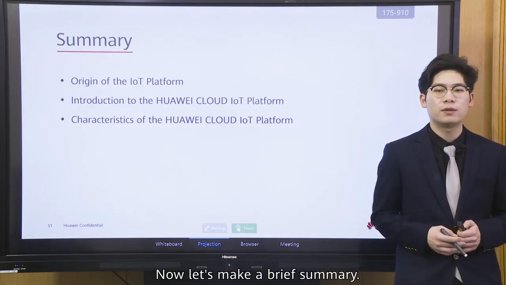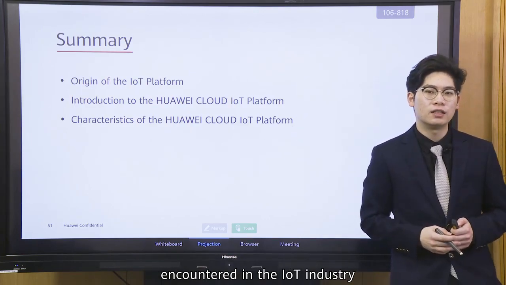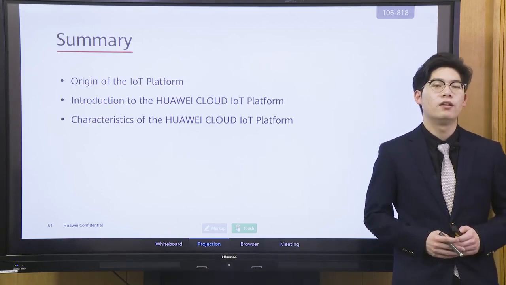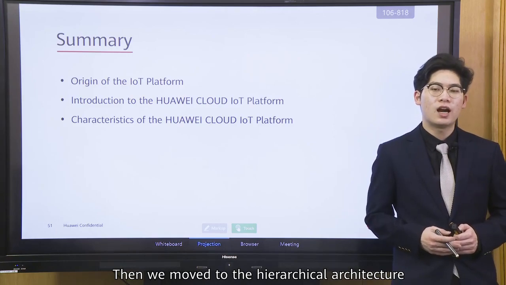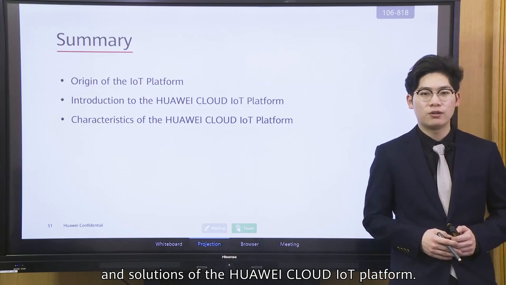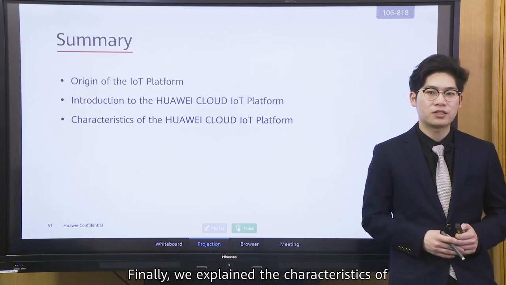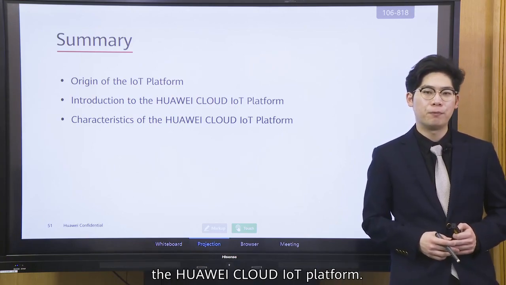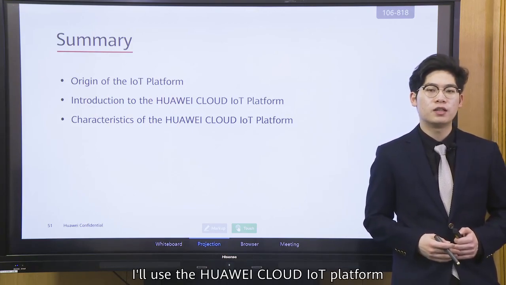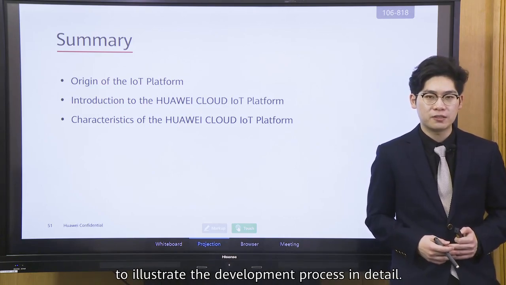Now, let's make a brief summary. First of all, we introduce the challenges encountered in the IoT industry and the importance of the platform. Then, we moved to the hierarchical architecture and the solutions of the Huawei Cloud IoT platform. Finally, we explained the characteristics of the Huawei Cloud IoT platform. That's all for this course. In the next course, I will use the Huawei Cloud IoT platform to illustrate the development process in detail.